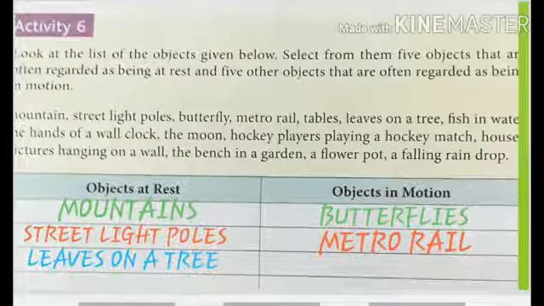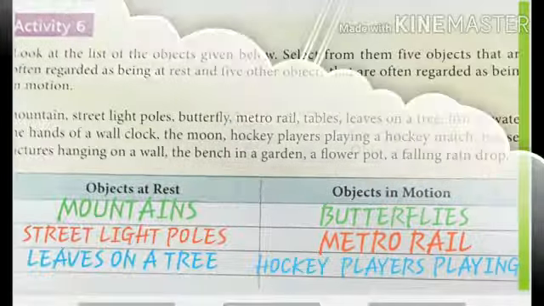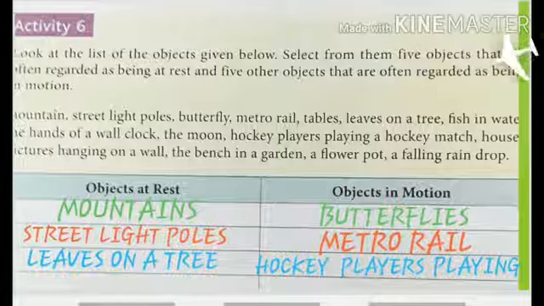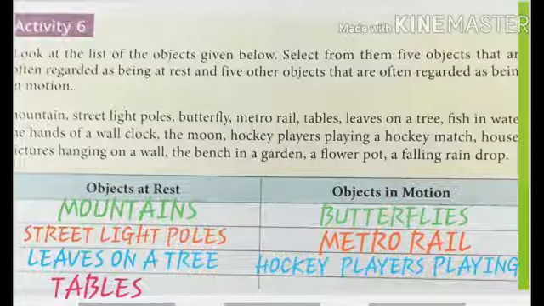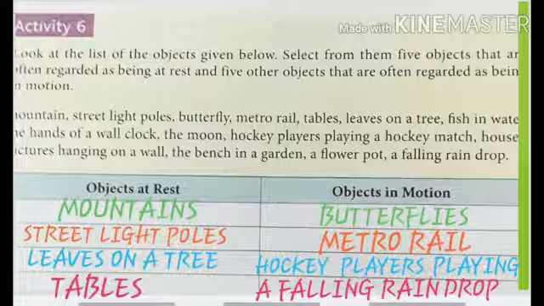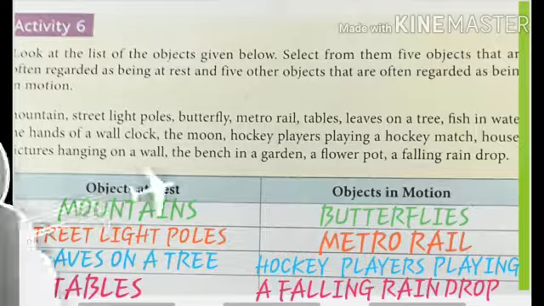Next one, leaves on a tree are also at the state of rest, though they are rustling on coming of air, but they are situated at the same place. So leaves on a tree are also at the state of rest. Hockey players playing hockey match. Space was not there, so hockey match was not written by me there, but think about the position of the player during the hockey match. Tables in our houses are also at the state of rest. Next one, a falling raindrop. That is also in the state of motion because falling raindrop is changing its position with respect to immediate surrounding.